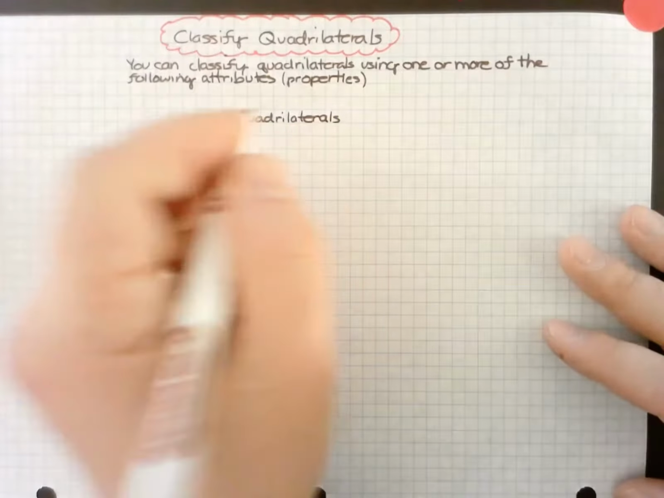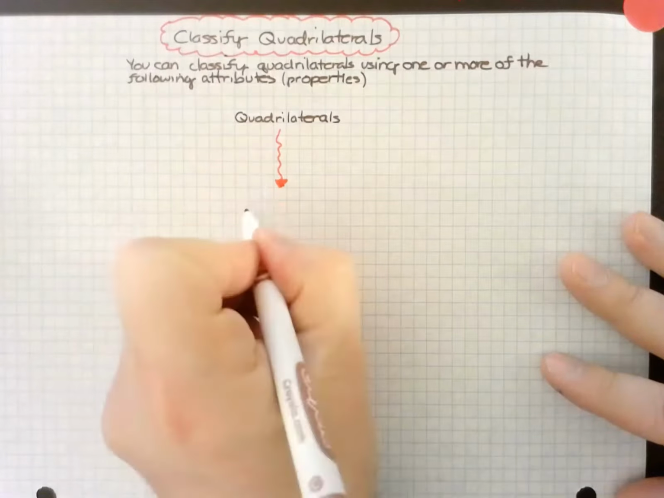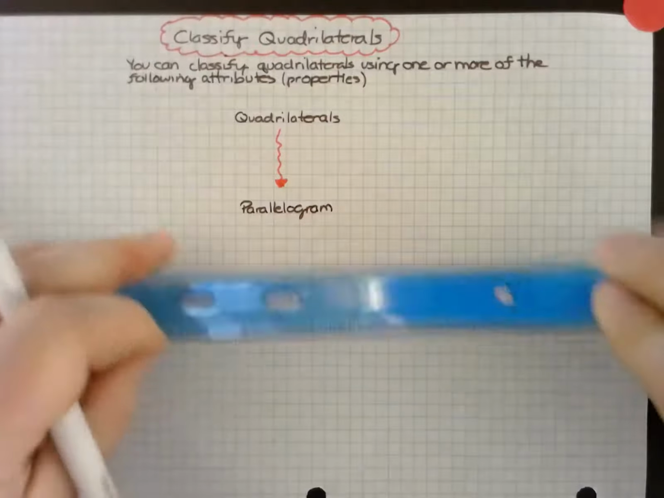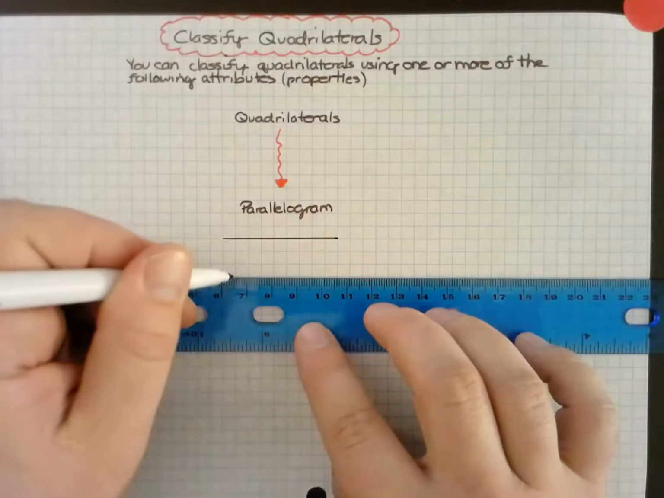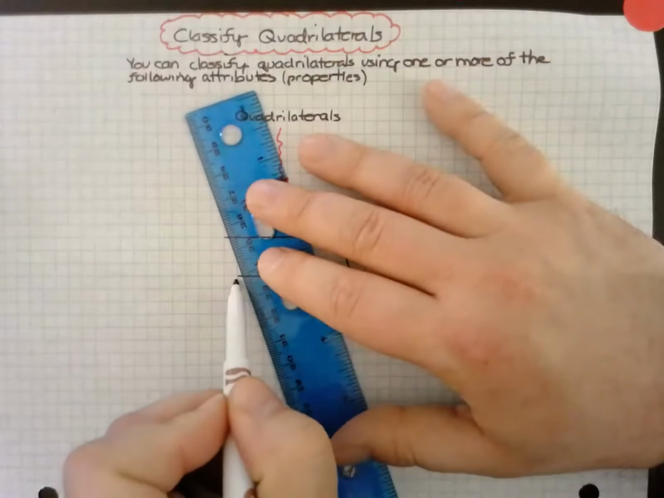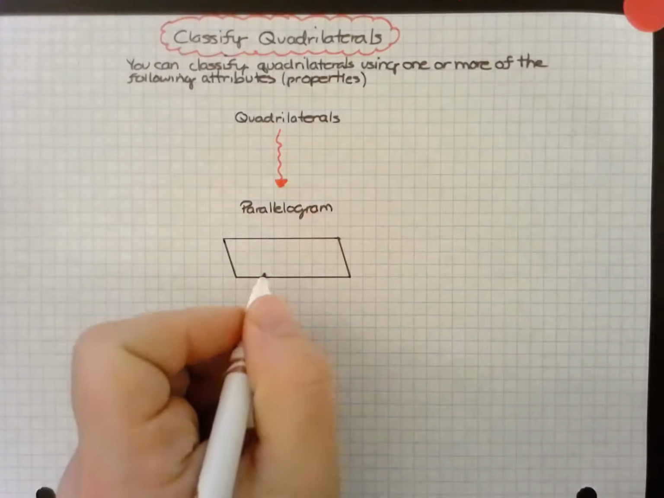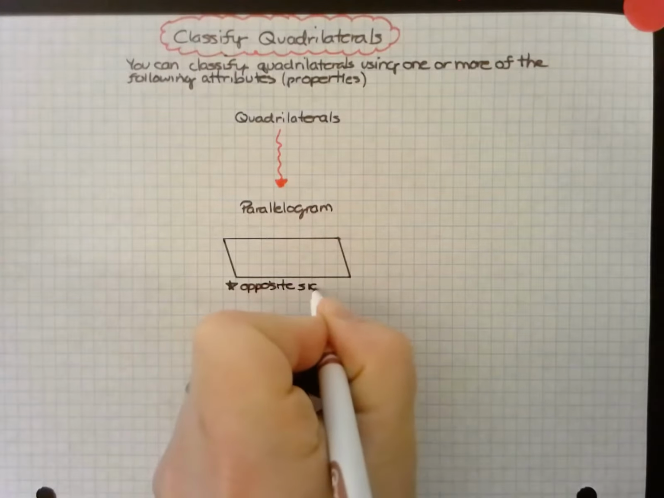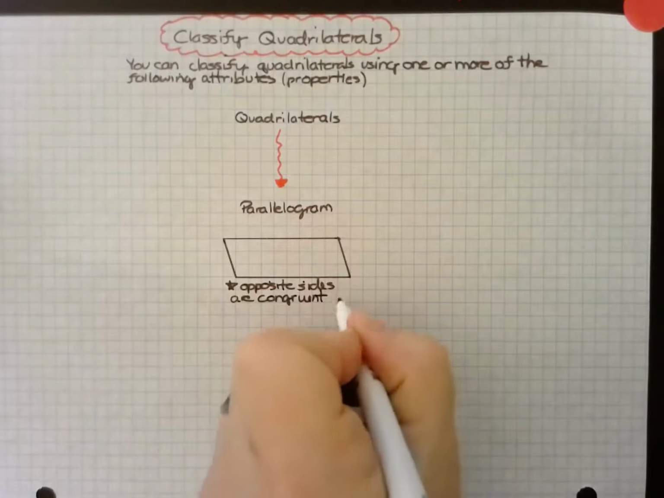Well, there's a specific type of quadrilateral called a parallelogram. So let's draw a parallelogram. So its characteristics or attributes are that opposite sides are congruent and parallel.